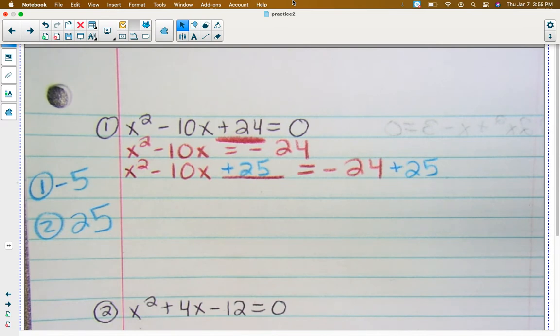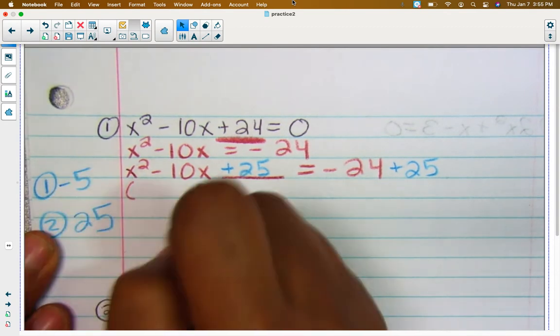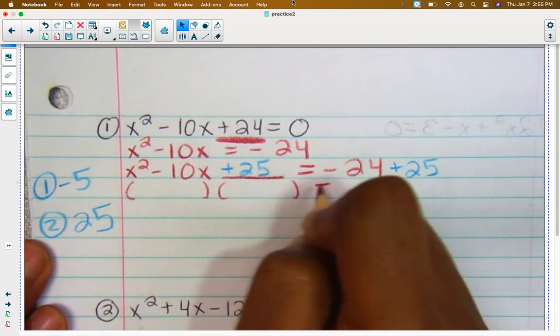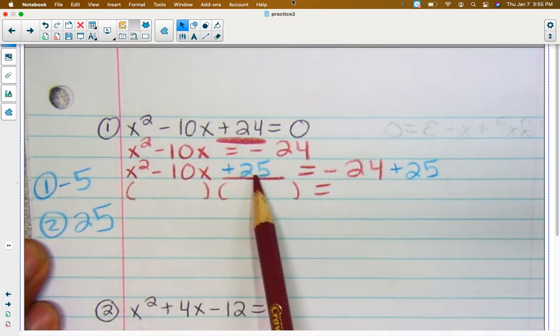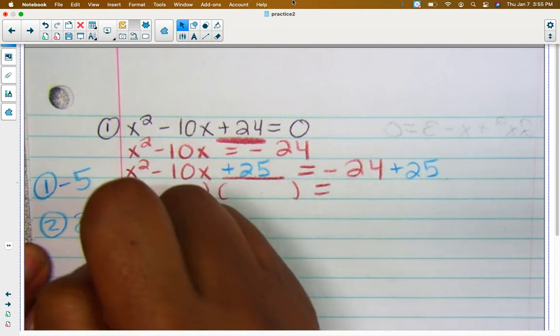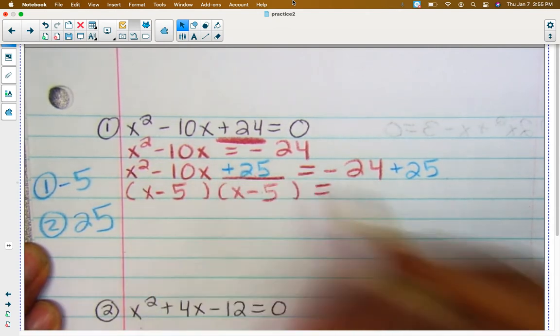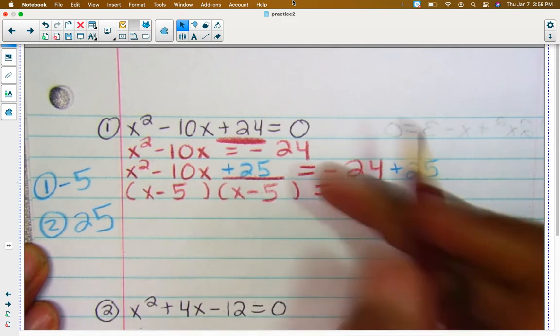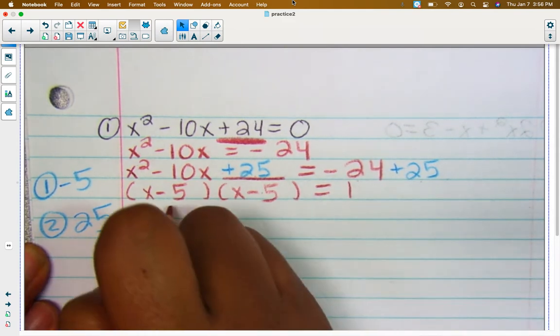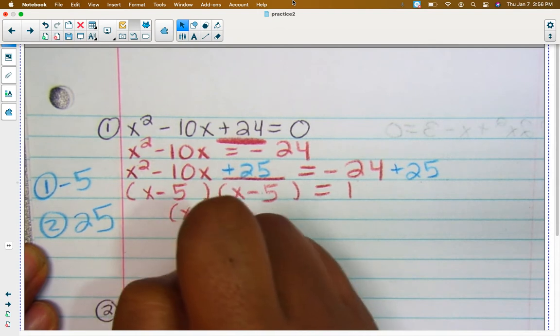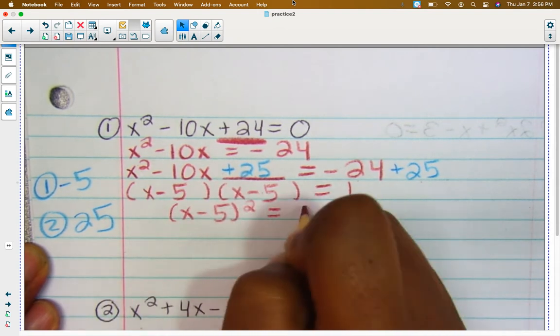Now this problem is just like the square root property problems that we did in the previous video. So I can factor this. It's going to factor into the same thing because it's a perfect square number. So x minus 5, x minus 5. Negative 24 plus 25 is 1. Condense it. It's got the same factor twice.